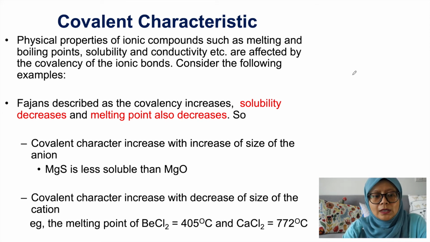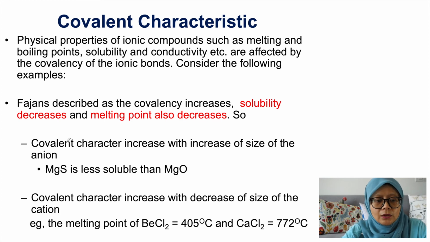Okay, so here we have a few examples. Fajan describes that when the covalency increases, the solubility decreases and the melting point also decreases, because the compound becomes more covalent, compared to the ionic compound, which has higher solubility and higher melting point.